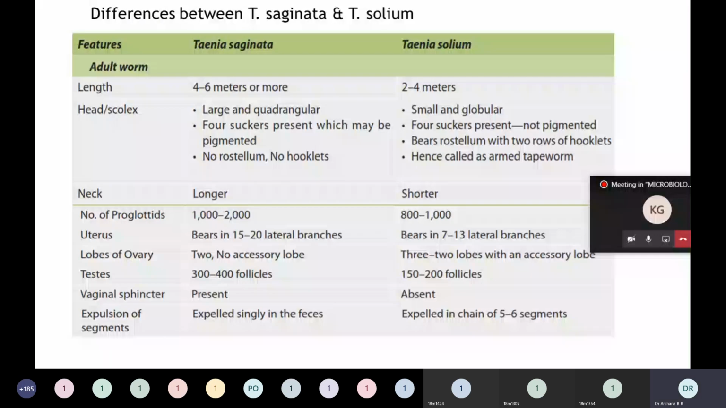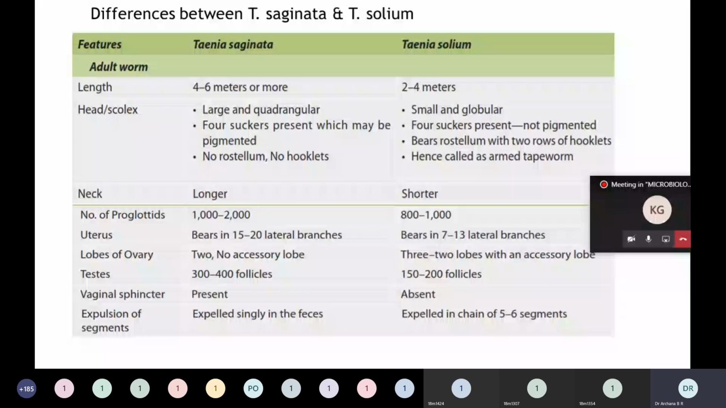Coming to the differences between Taenia saginata and Taenia solium. The adult worm length: Taenia saginata is longer compared to solium. On an average, it measures about 4 to 6 meters. It can measure up to 10 meters also. Taenia solium measures about 2 to 4 meters.